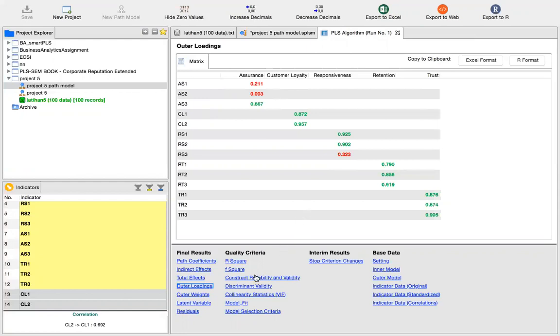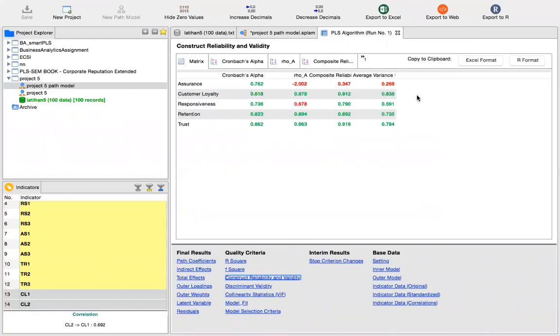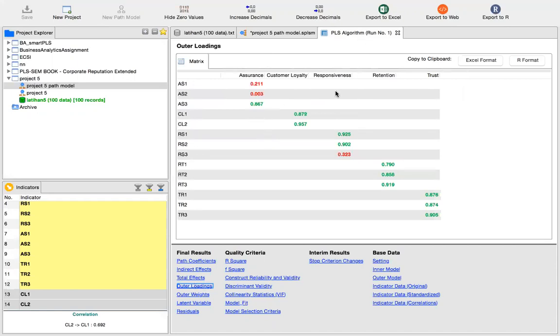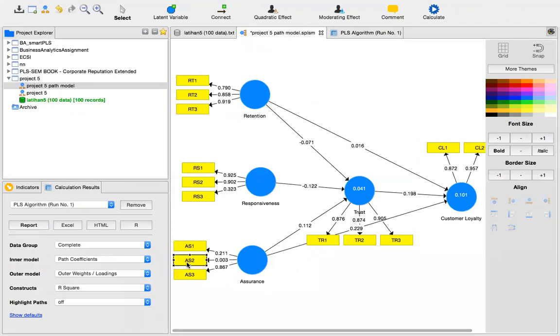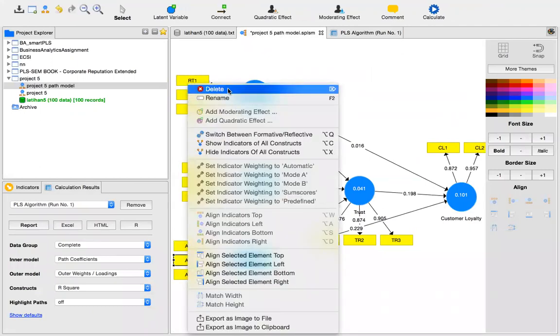And our AVE, or the average variance extracted, must be higher than 0.5. So there is one that's below 0.5. So we'll go back and we're going to delete this from assurance. So this one, delete.